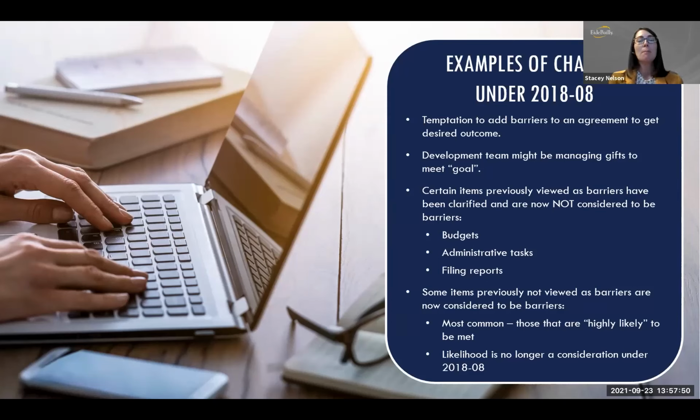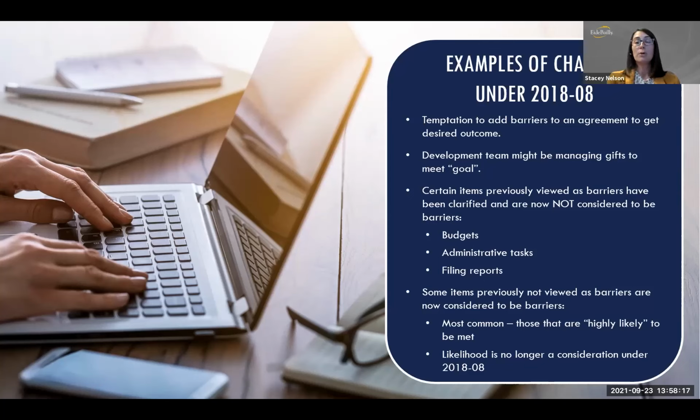So some challenges or changes under 2018-08, excuse me, might be the temptation for both resource providers and beneficiaries to add barriers to an agreement to get the desired outcome. You might have development teams. They generally have a different mindset on managing their gifts. They might be trying to meet their fundraising goals in one period or the next. So you need to make sure you're not taking that stance, that you're really looking to the substance of the agreement to determine if you have those conditions.